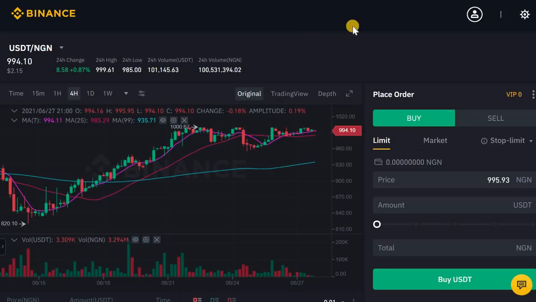For you to effectively do this, you would have to be on TradingView. Now, TradingView is what I am going to use to show you exactly how you can trade this pair and make a lot of money out of it. Now let's go over to TradingView.